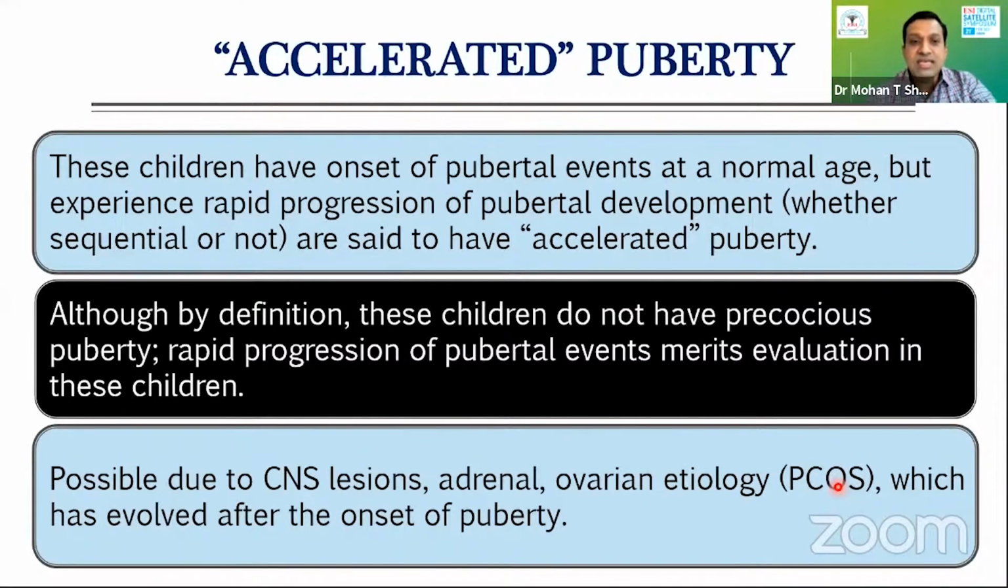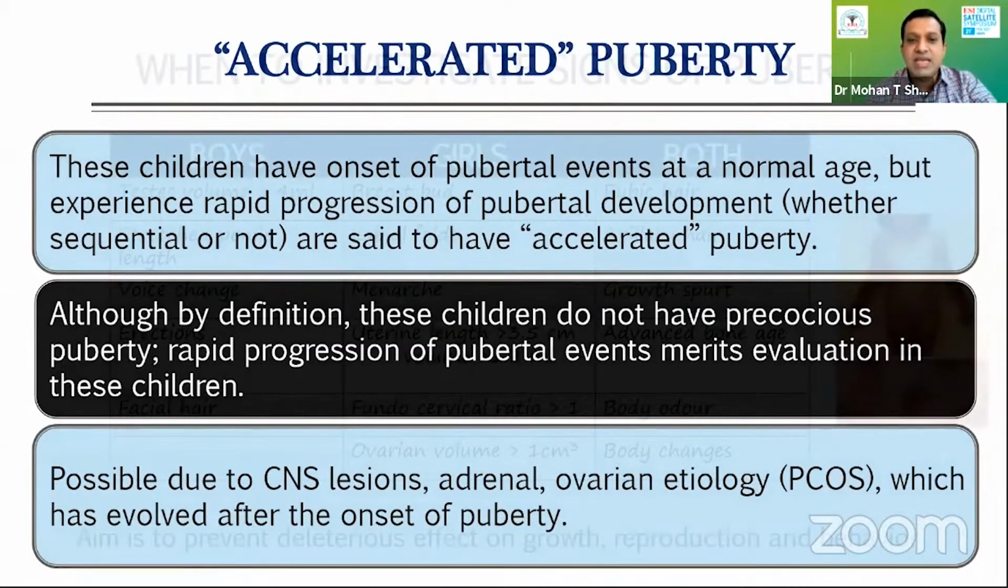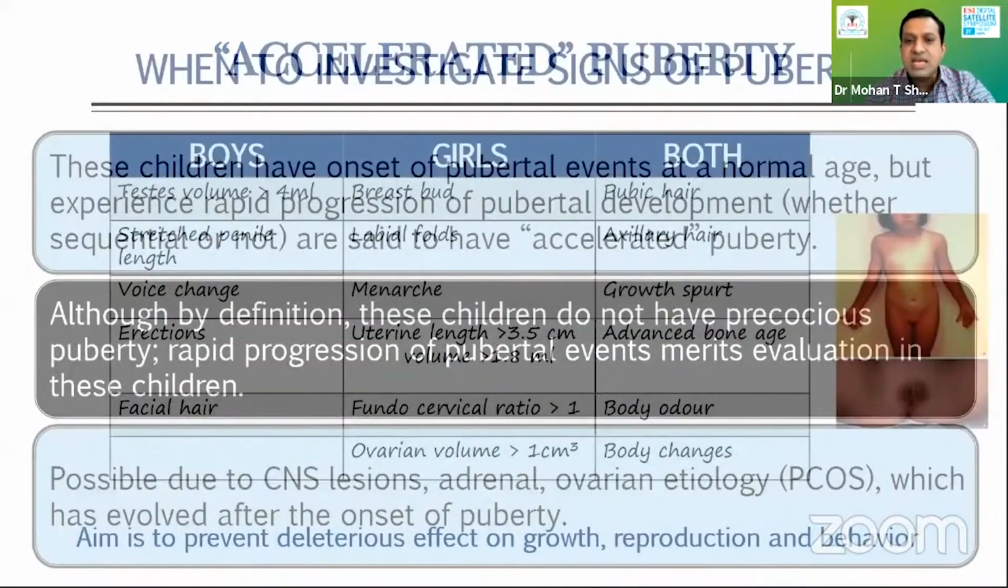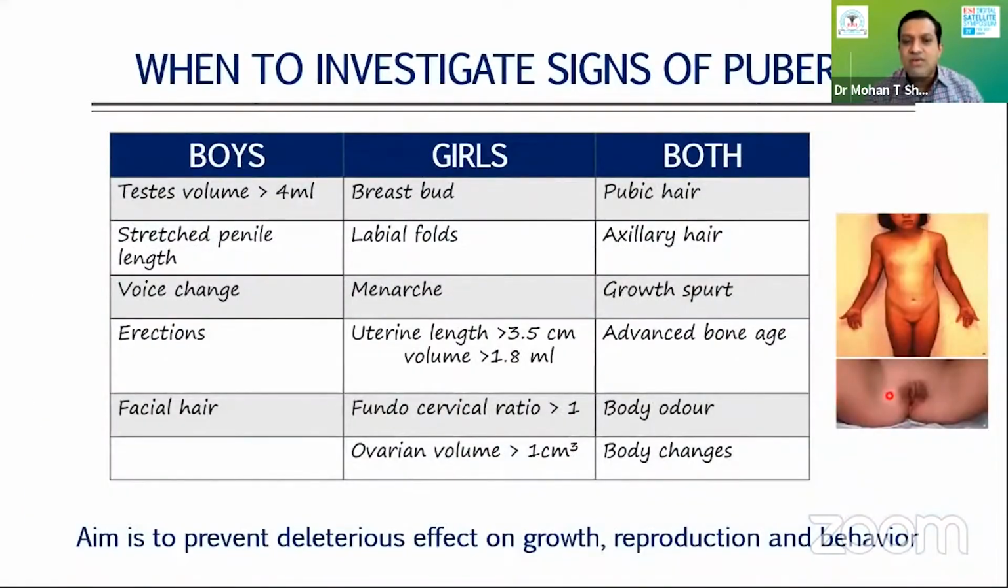So when to investigate? In boys I'm just leaving out, but see the girls: breast budding, labial folds, the color and pubic hair, the menarche onset, and the ultrasound evidence of uterine length more than 3.5 centimeter, uterine volume, ovarian volume, and both genders. Advanced bone age is one of the things we have to investigate, the signs.